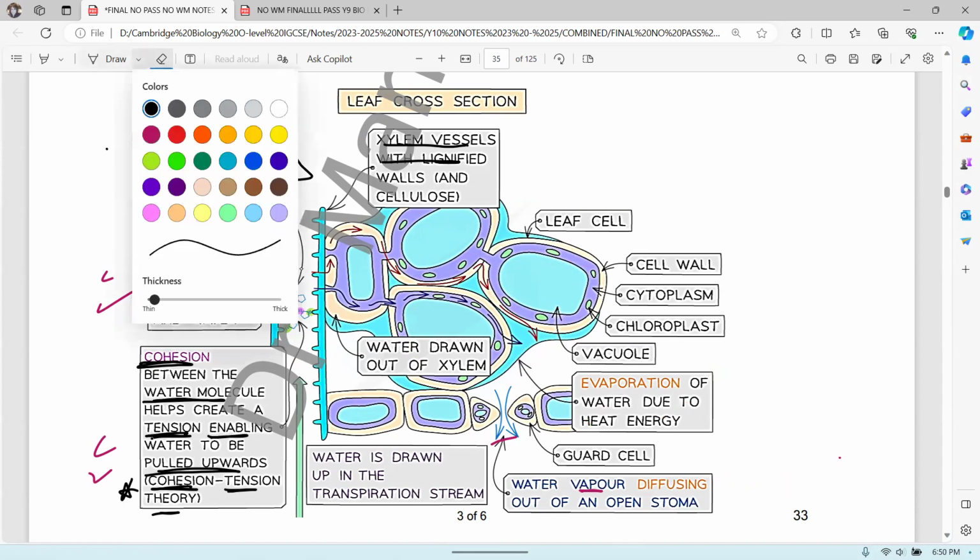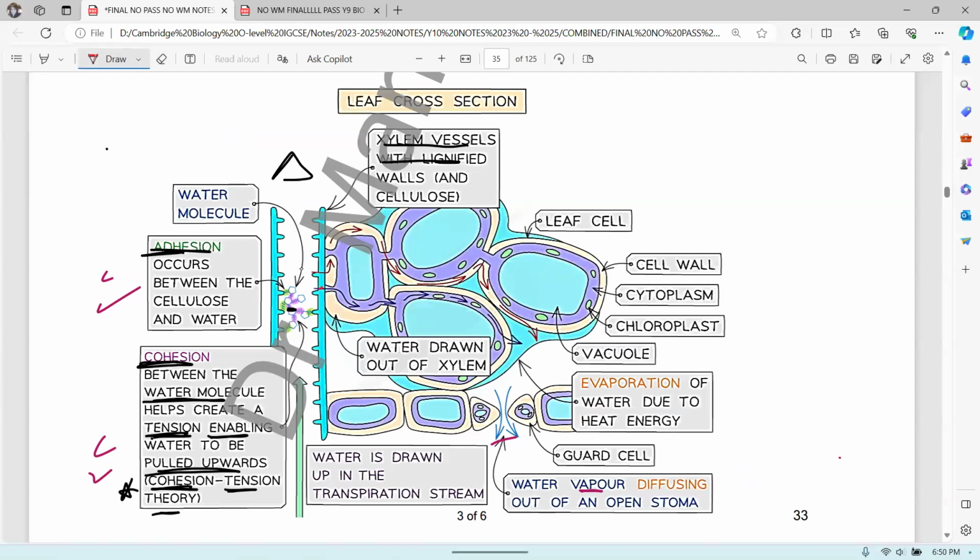We are still in the liquid state, and as long as cell membranes are involved, still here, osmosis. The water here will be on the surface of the spongy mesophyll cells. It will evaporate. It will turn into a gas, into the air spaces, and then it will go out of the stomata by diffusion. And don't forget, water is drawn up in the transpiration stream. They like the word transpiration stream or transpiration pull.